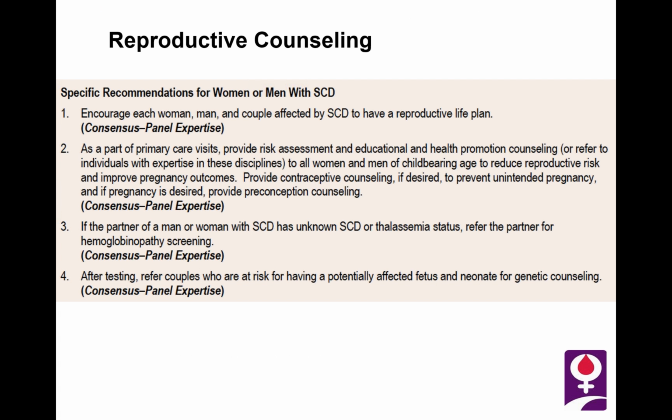I think that really one of the big take-home messages for this guideline is really nice advice around reproductive counseling for this population of young adults and adolescents with sickle cell disease. And they emphasize that every woman or man or couple affected by sickle cell disease should have a reproductive life plan. And as part of primary care visits, we should provide risk assessment and education and health promotional counseling, or refer these women where they can get good counseling about recommendations to reduce reproductive risk and improve pregnancy outcomes. We should provide contraception counseling, if desired, to prevent unintended pregnancy. And if pregnancy is desired, then we should provide preconception counseling.